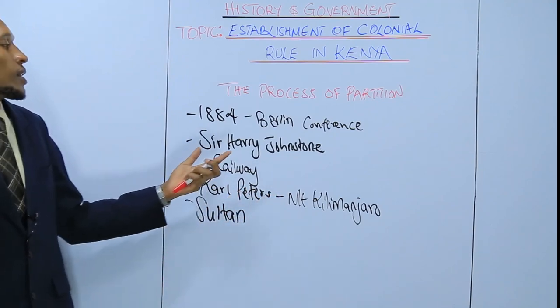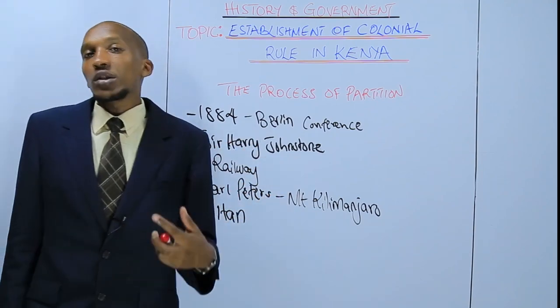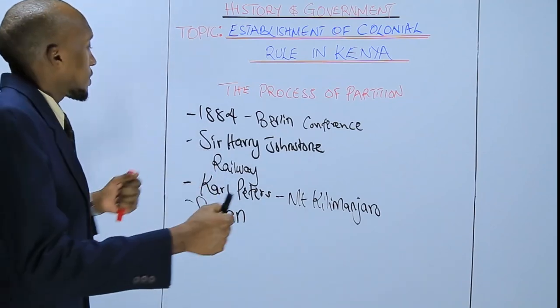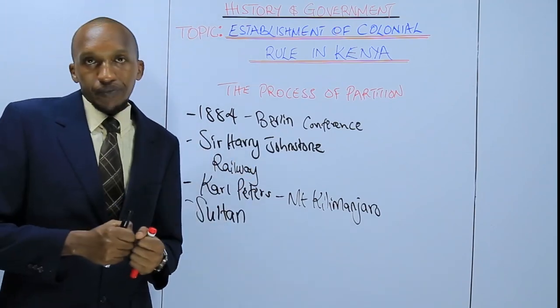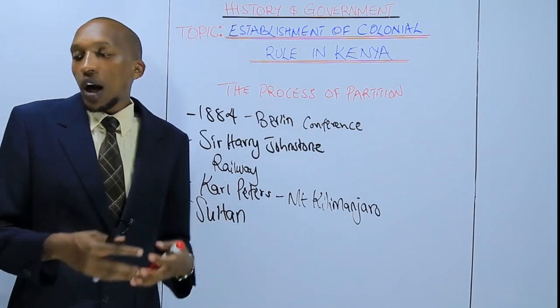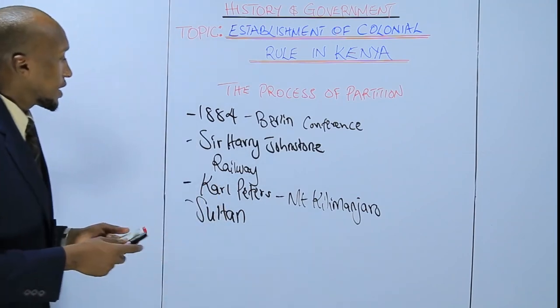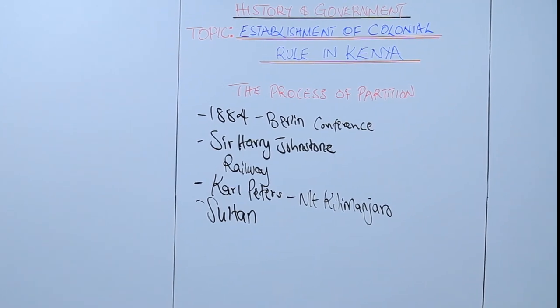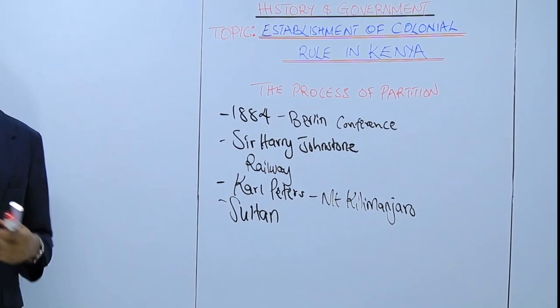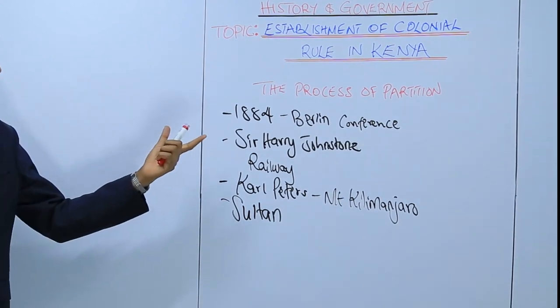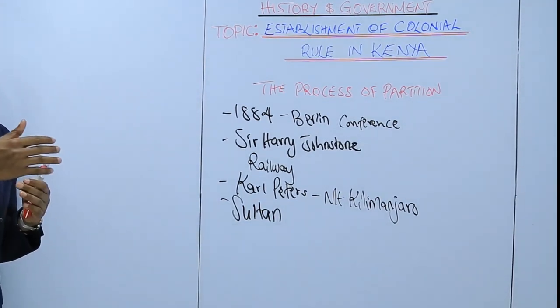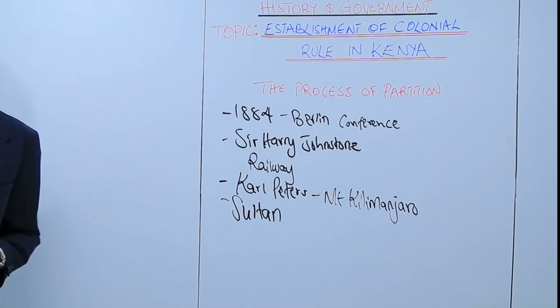On the other hand, Sir Harry Johnson, the British did not back him up. So there was a kind of a struggle between them. So this led to a conflict. And in 1886, there was an agreement they had to make, because they had agreed in the Berlin Conference to have an amicable way of solving issues.